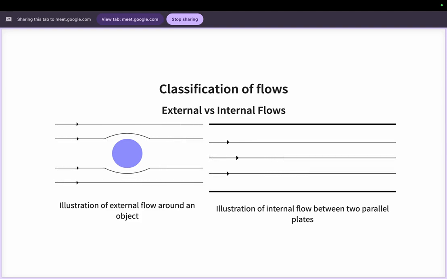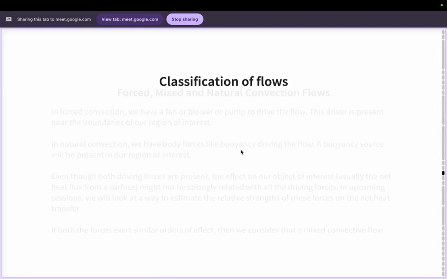To put it simply, you can think that when there is a confinement and the effect of confinement on the flow is significant, then you can call it an internal flow. And when the effect of external confinements is not there and it's only the surface that is influencing, then you can consider it an external flow. It's like an unbounded and a bounded thing.